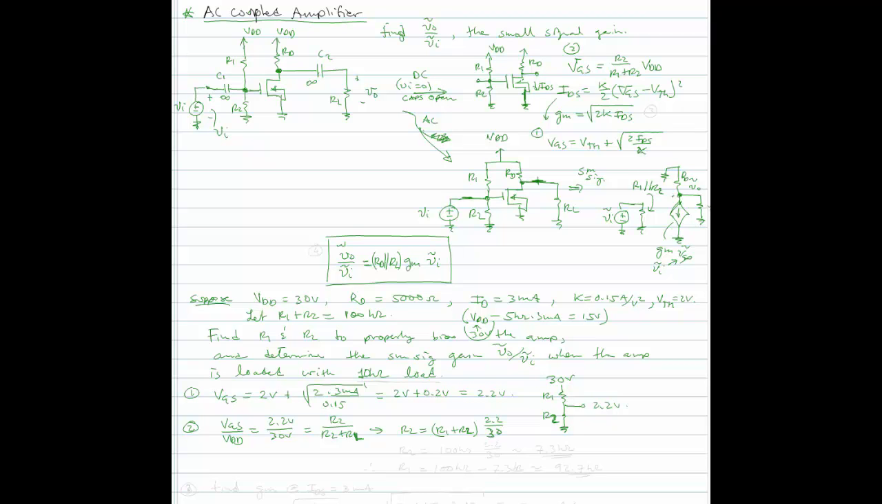So if that's the case, then R2 would be equal to 100K times 2.2 over 30, and that is approximately 7.3 kiloohms. And therefore R1 is going to be equal to 100 kiloohms minus 7.3 kiloohms, or approximately 92.7. Okay, so we have found the resistors R1 and R2 for properly biasing the amplifier.